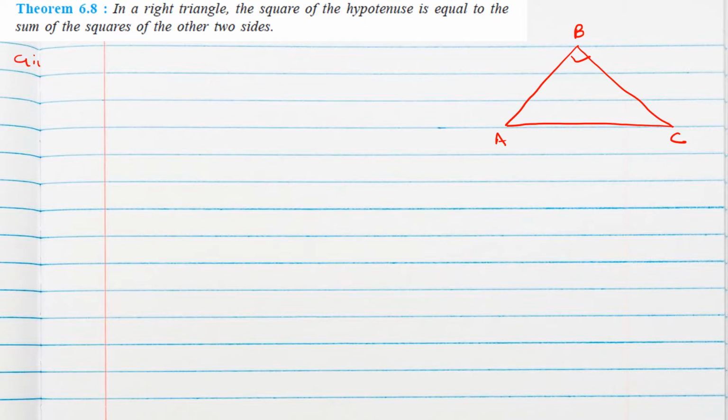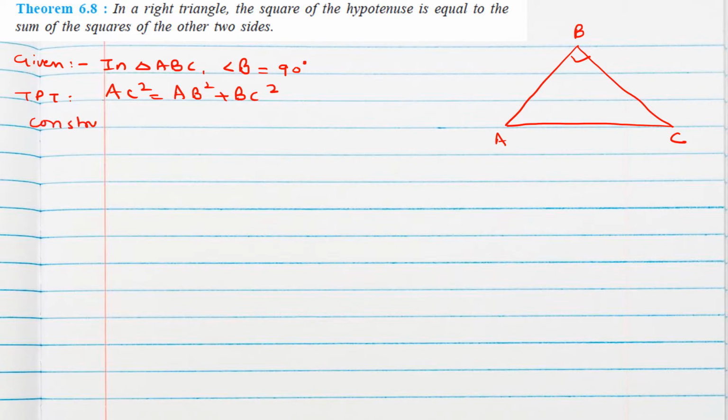So given, we can write, in triangle ABC, angle B is 90, so that triangle ABC becomes the right triangle. Now what we have to prove here? To prove that AC square is equal to AB square plus BC square. Now construction. We will draw one perpendicular from B that will meet AC at D. So we can write, draw BD perpendicular to AC.